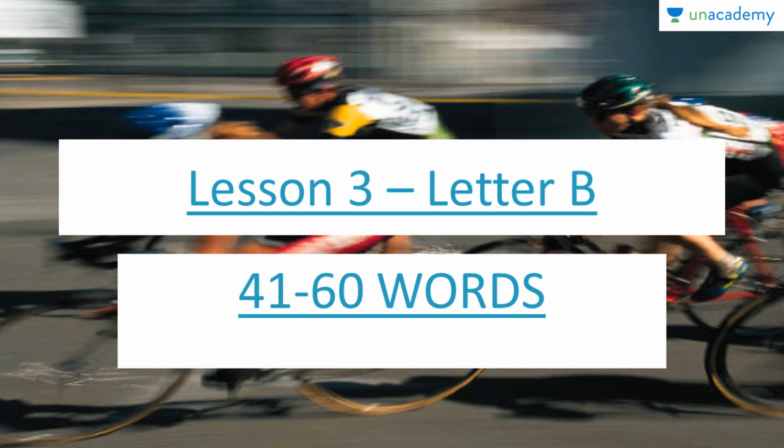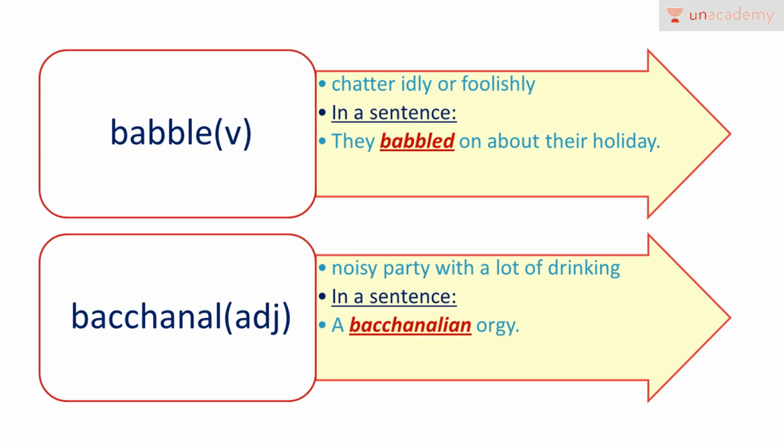Lesson 3, letter B. And yes, it's going to be words 41 to 60. First one, babble. Babble is a verb. So it is defined as chatter idly or foolishly. So in a sentence it would be, they babbled on about their holiday.